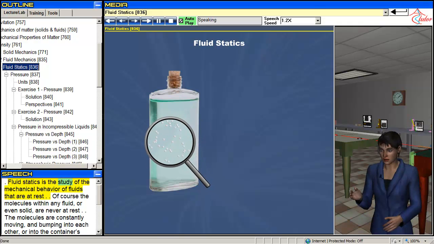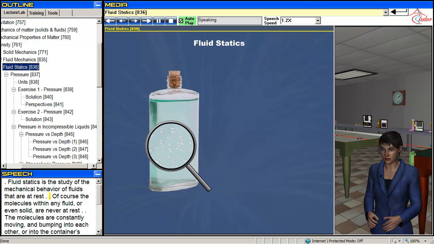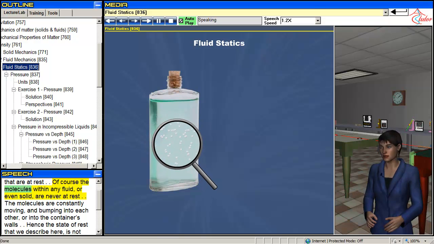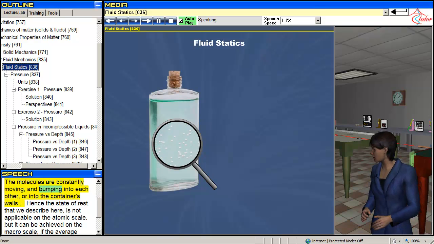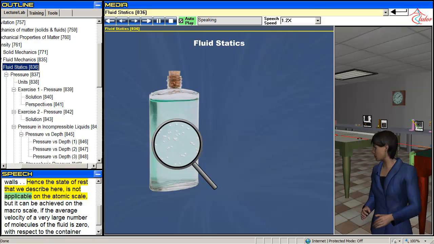Fluid statics is the study of the mechanical behavior of fluids that are at rest. Of course, the molecules within any fluid, or even solid, are never at rest. The molecules are constantly moving, and bumping into each other, or into the container's walls. Hence the state of rest that we describe here is not applicable on the atomic scale.